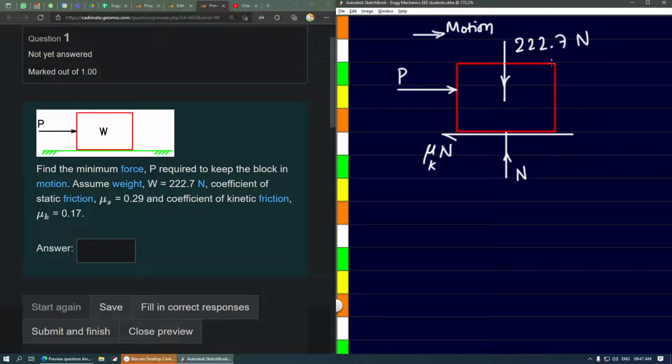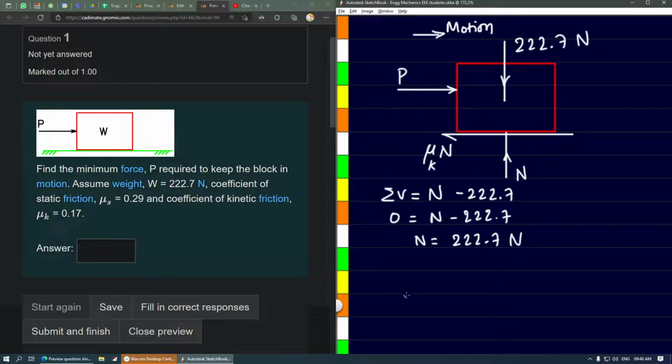That minimum force P will be equal and opposite to the friction force. So if we find the friction force, we find P. Let's go ahead. There is a downward force and there is an upward force. So when you take sigma of F vertical, the upward force N minus 222.7, that total has to be equal to 0, and hence the N value will be equal to 222.7 newtons.